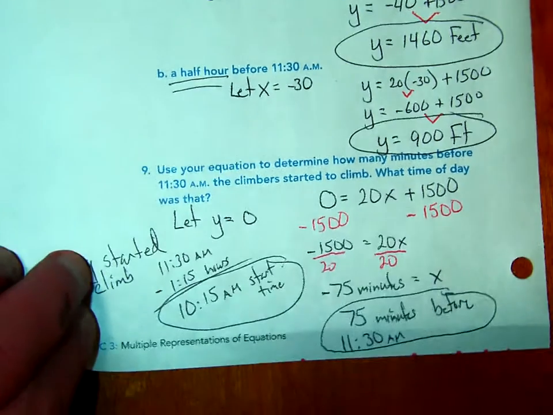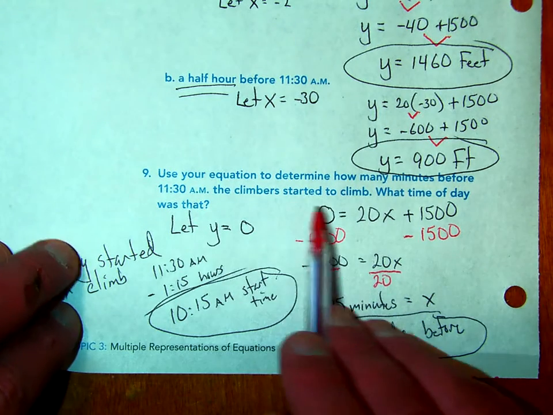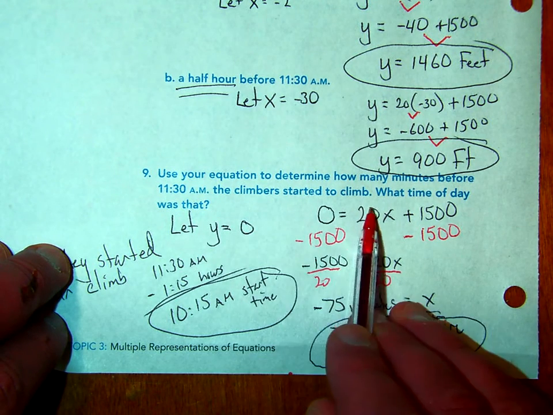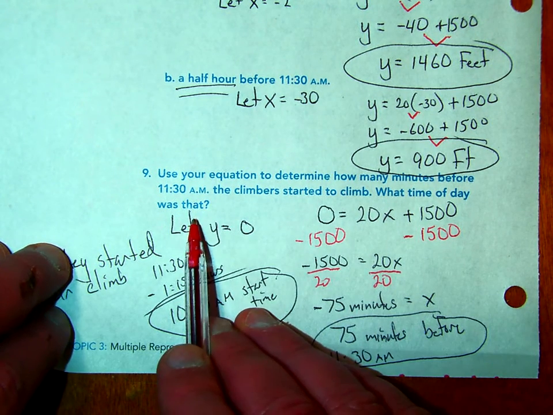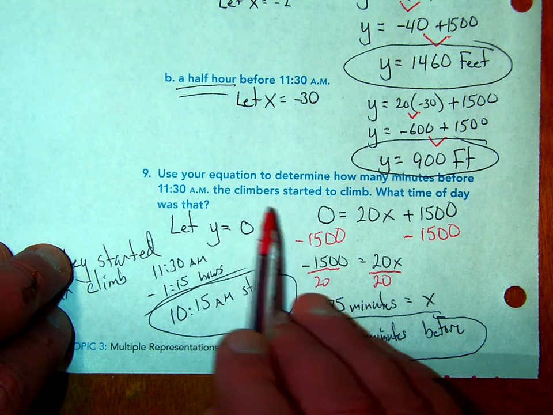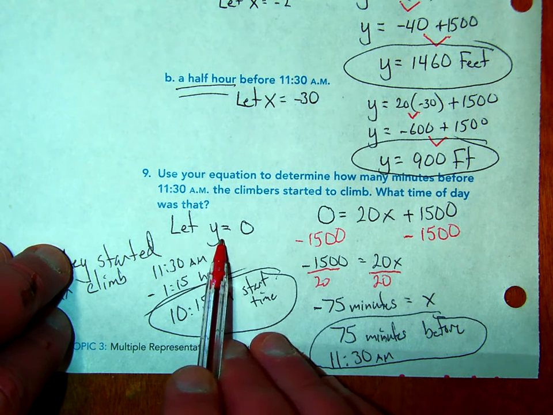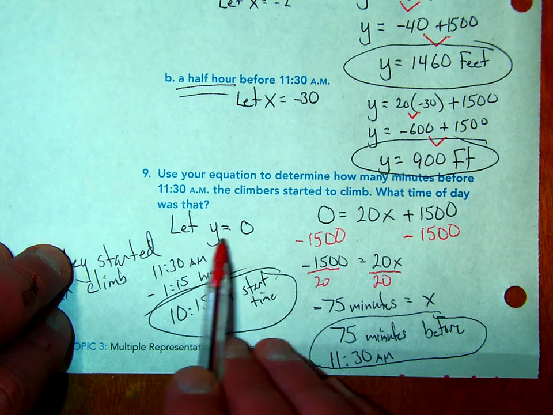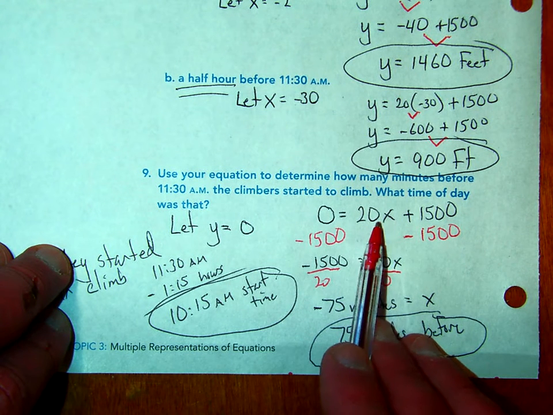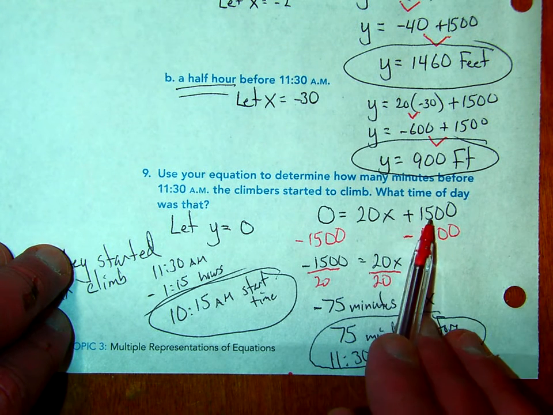Number 9, use your equation to determine how many minutes before 11:30 the climbers started the climb. What time of day was that? So we want to know how many minutes, and then we want to subtract that from 11:30. And again, when they started their climb, they were at 0 feet. And so y is 0 feet. 0 equals 20 feet per minute times the number of minutes plus 1,500. Again, we're solving for x.